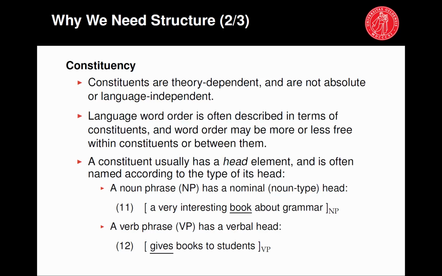And we'll often assume or talk about one element in a constituent as its head, in a sense the defining, the most important member of the group. And the names we give to constituents mirror these. So a noun phrase, NP, has a noun type head. A very interesting book about grammar is a long NP. And we'll say that a very interesting book about grammar is a book. So book, the noun book, is the head of this NP.